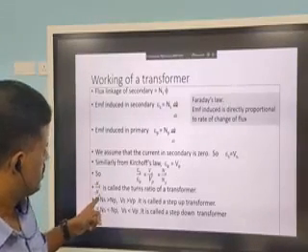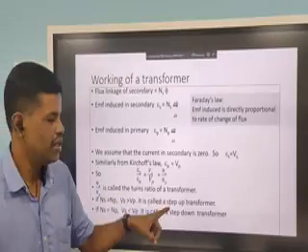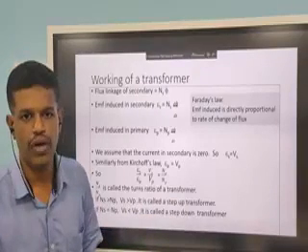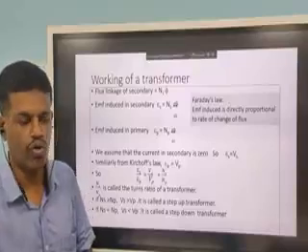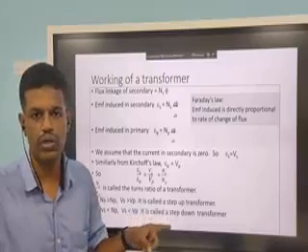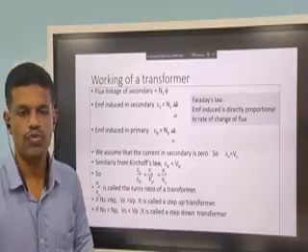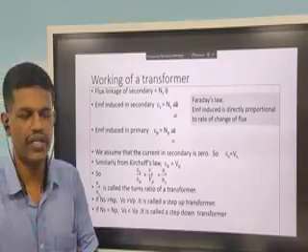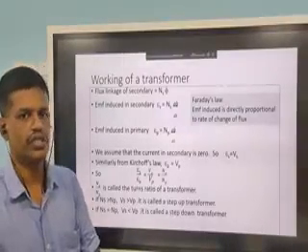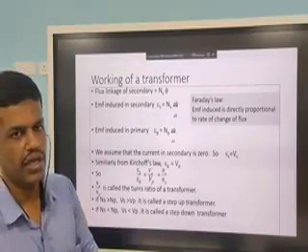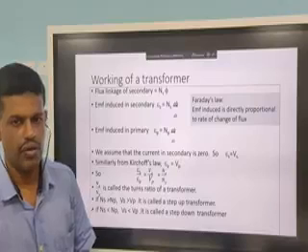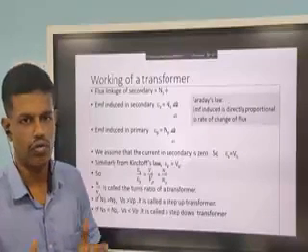If Ns is greater than Np, then it is called a step-up transformer, because it will step up the primary voltage. Secondary voltage is a stepped up voltage. Whereas if Ns is less than Np, it is called a step down transformer. So we have two types of transformers, step up transformer and step down transformer. In a step up transformer, we construct it with Ns greater than Np. Then Vs will be greater than Vp. Okay. Similarly, we can have a step down transformer also.